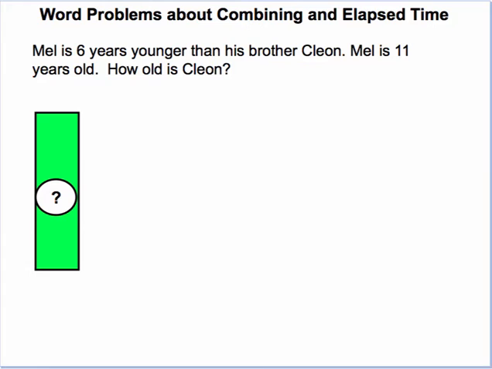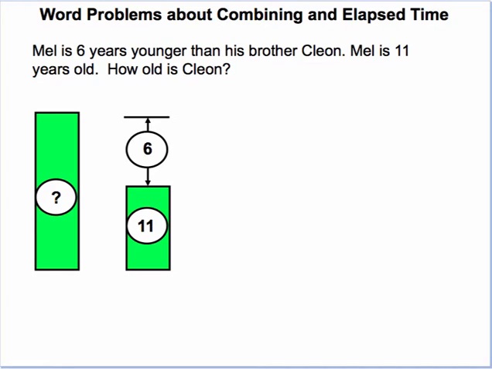We have Cleon here. He is the older brother. We don't know how old he is. But we do know that Mel is 11 years old, and the difference between Mel's age and Cleon's age is 6 years. So we need to solve this problem. What we don't know is Cleon's age. And we know that there is 6 years between Cleon and Mel, and that gives us 11 years.